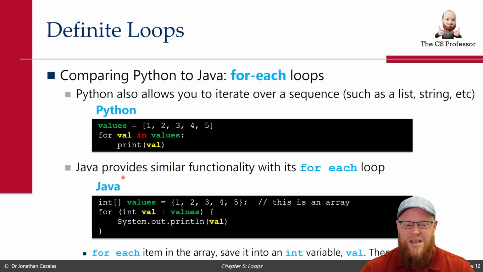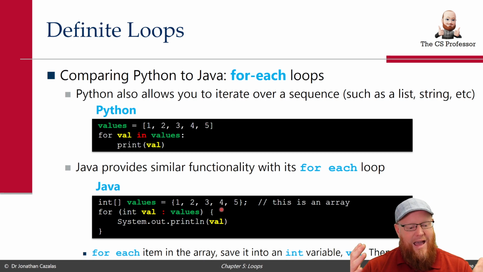Java has a very similar functionality with what is known as its for each loop. What is a for each loop in Java? Well, here we have an array. What is an array? That's going to be coming soon. Think of an array for our purposes at the moment as a list. And here's how you would declare an array. And inside this array, we have 5 values, those same exact 5 values.